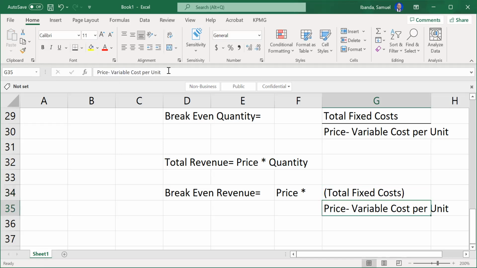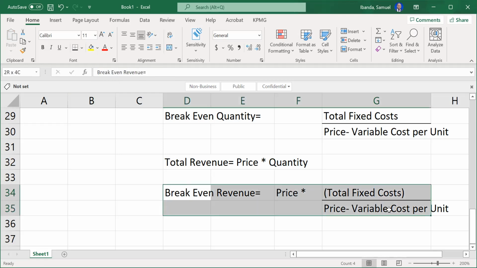So this is in bracket. Price times total cost over total fixed cost over price times this. So this is my break-even revenue. This is my break-even revenue.